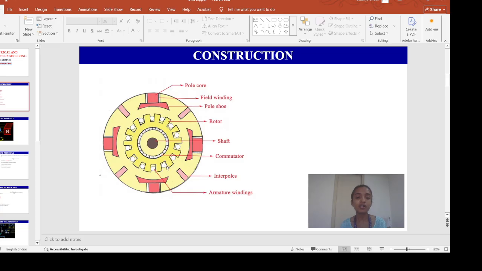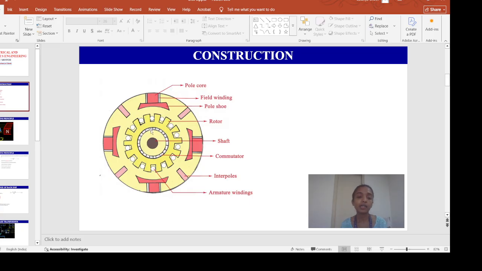Now this armature is nothing but a cylinder of magnetic laminations that are insulated from each other. And inside the armature we have the commutator. This commutator is also a cylindrical structure, and it is formed by stacking copper segments together, and they are insulated from each other using mica.